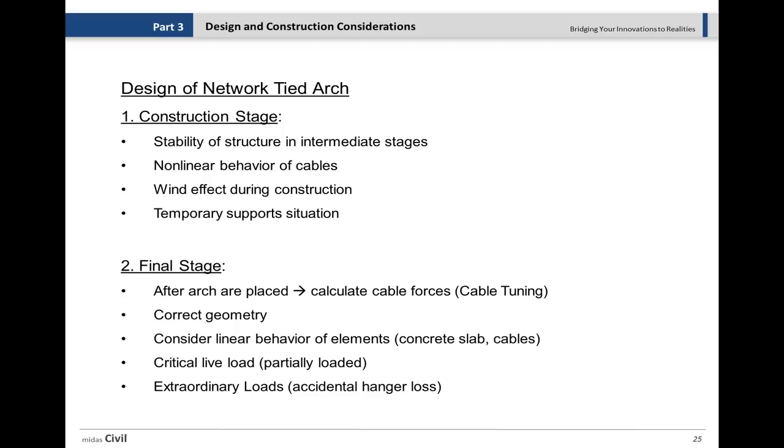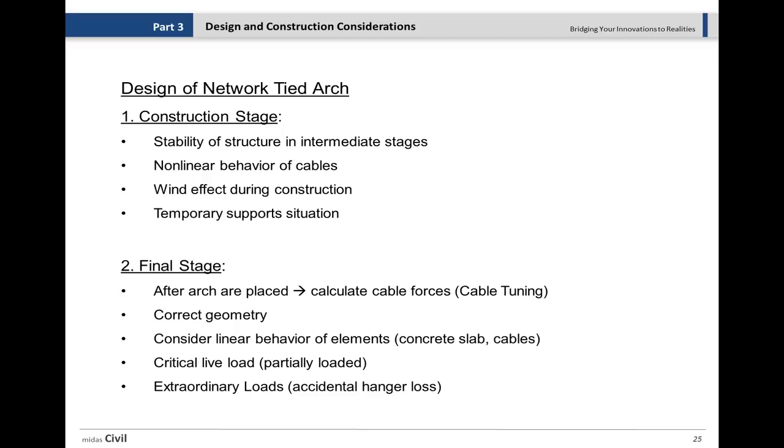Another thing that we are seeing in the final stage is the linear behavior of elements. So the concrete, if you use the concrete for a slab, now the concrete is set and it's behaving linearly. If we use the cables for the hangers, now they are pretty tight and they are working completely and they are straight, and then they are also linear. So the behavior is changing, and although it becomes linear and it's easier to do the analysis, we have to consider other effects as well.